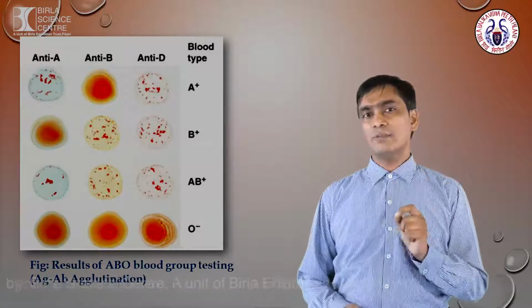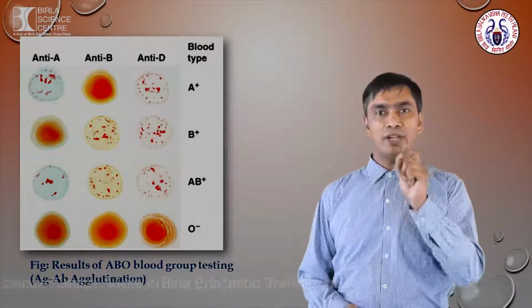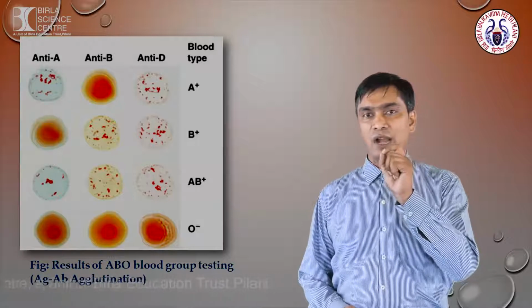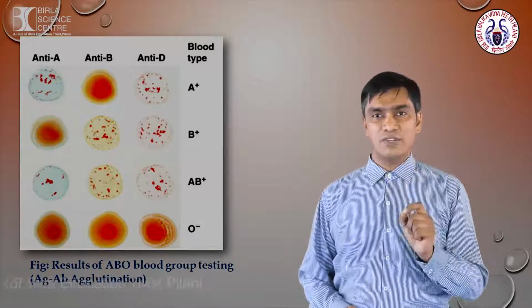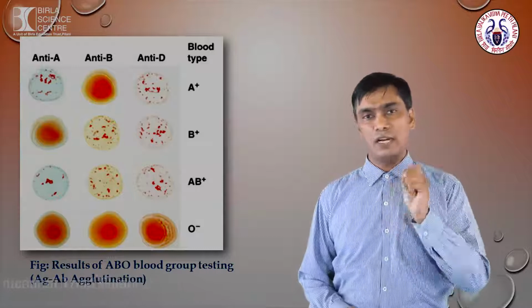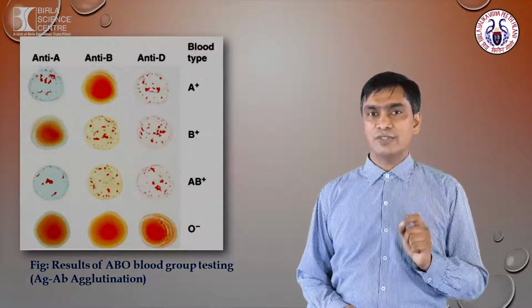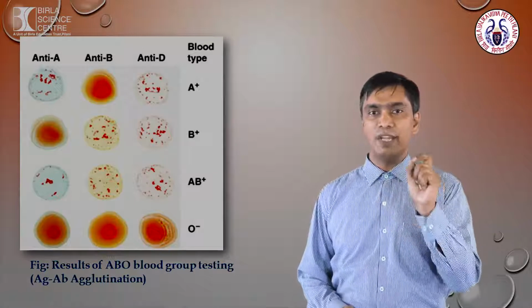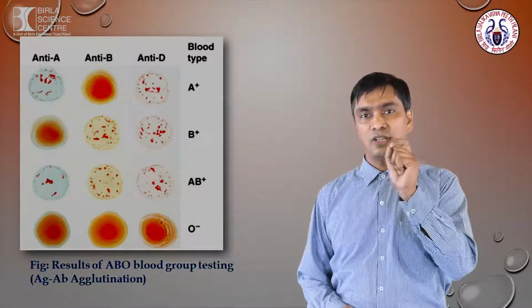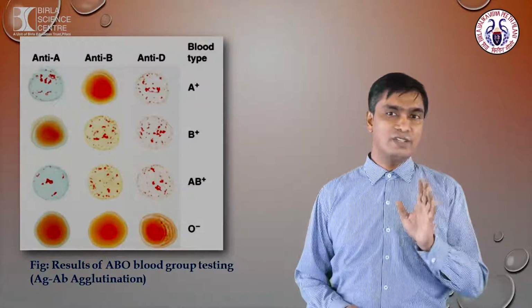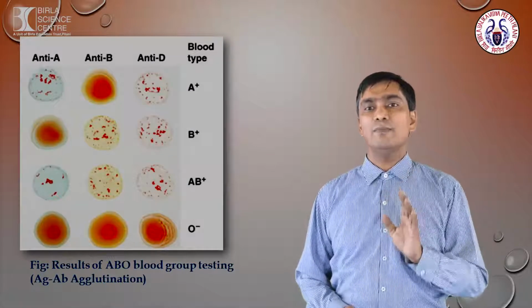In the second result, you can observe that B antibody reacts with B antigens, RH antibody reacts with RH antigen, so the blood group is B positive. In the third result, you can observe that A antibody reacts with A antigens, B antibody reacts with B antigens, RH antibody reacts with RH antigens. The blood group will be AB positive.